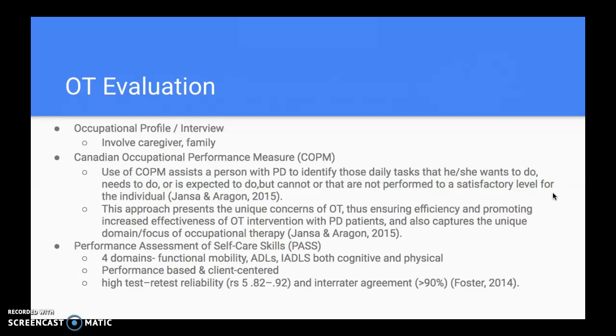Another assessment that we can consider using with clients who are diagnosed with ALS is the Performance Assessment of Self-Care Skills, otherwise known as the PASS. The PASS has four domains broken up into functional mobility, ADLs, and IADLs. IADLs are looked at both cognitively and physically. It is a performance-based and client-centered assessment and has high test-retest reliability and inter-rater agreement.